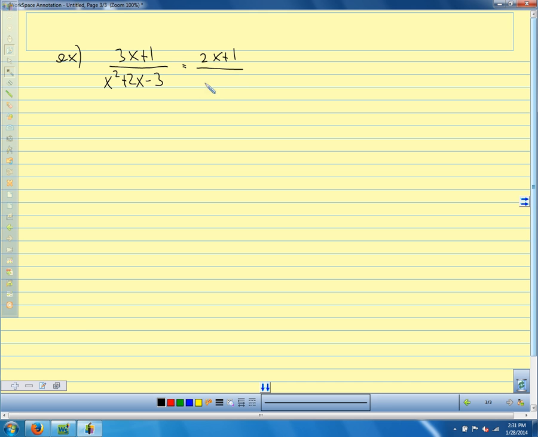Yes? How does this denominator factor? Plus 3, minus 1? Oh, yes.